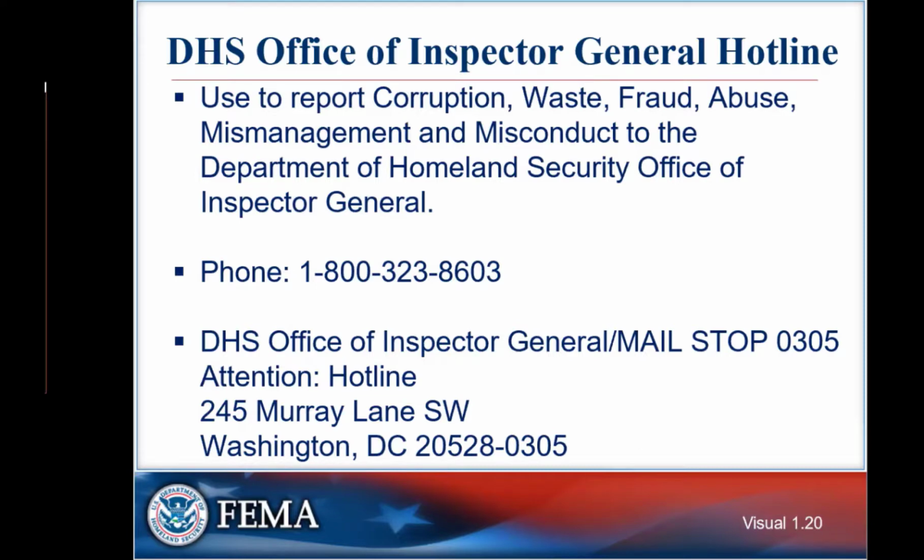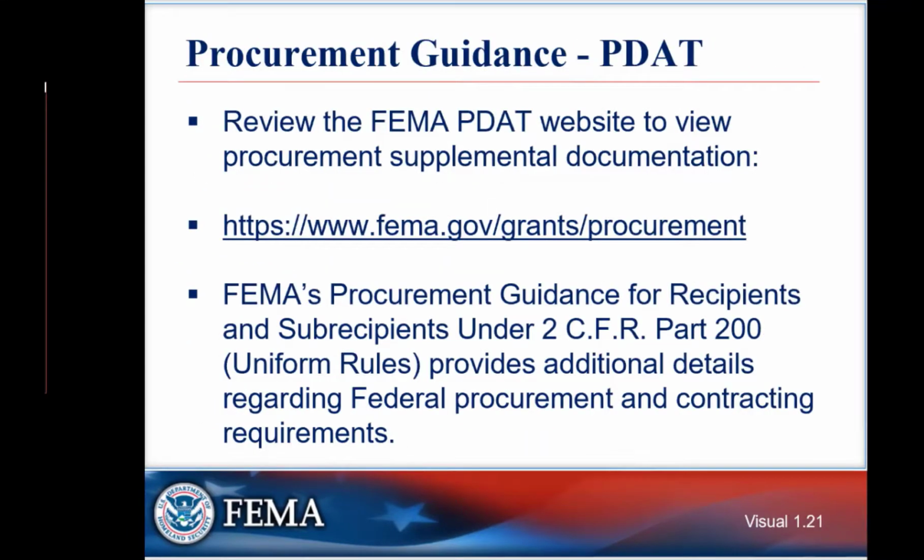Moving on, we have our Procurement Guidance, or our PDAT. To review the FEMA PDAT website for procurement supplemental documentation, you can go to www.fema.gov/grants/procurement. FEMA's Procurement Guidance is not only for recipients, but also subrecipients such as yourself. It falls under 2 CFR Part 200, Uniform Rules, and provides additional details regarding federal procurement and contracting requirements.